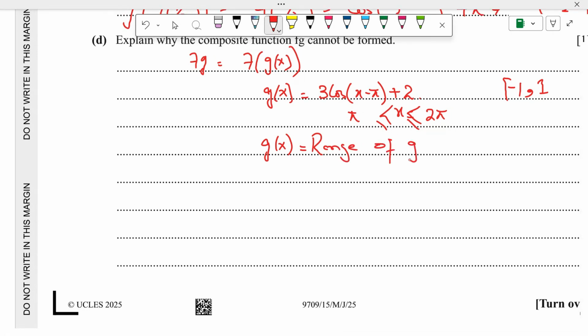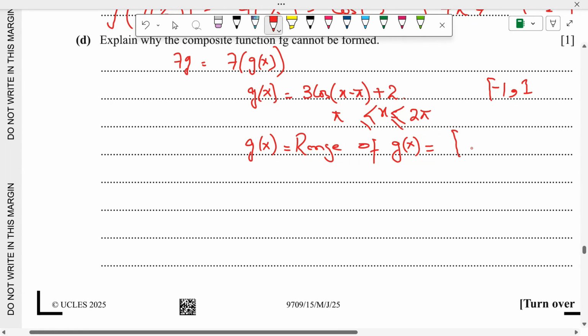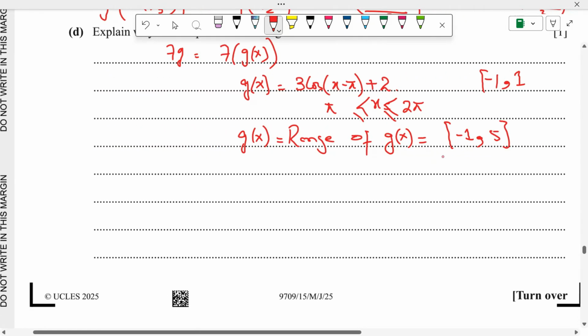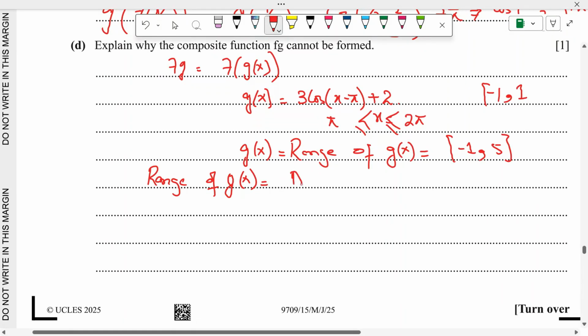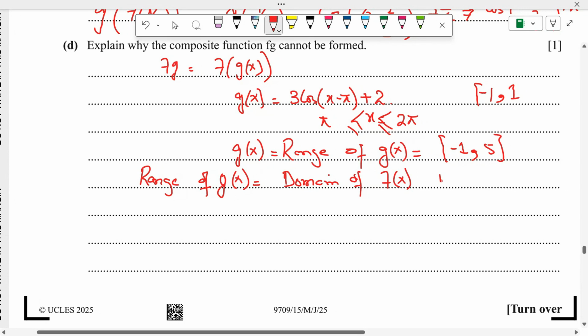range of g of x is negative 1 to 5. This is the maximum range we can achieve from g of x when we plug in x less than or equal to 2 pi and greater than or equal to pi. So this is the range of g of x. This range of g of x is the domain of f of x in f of g of x.